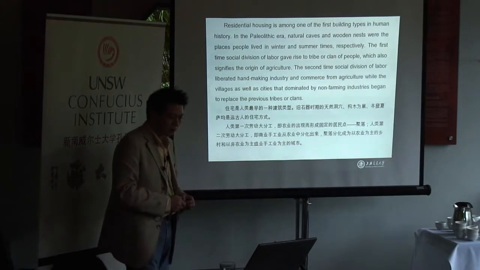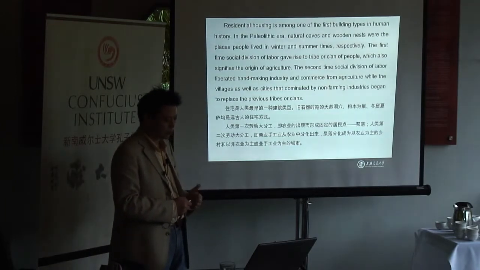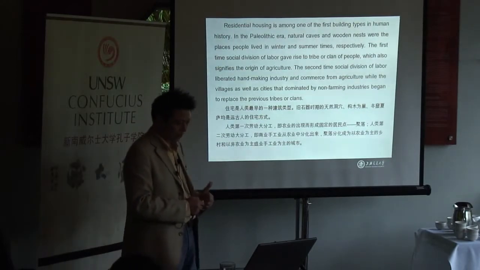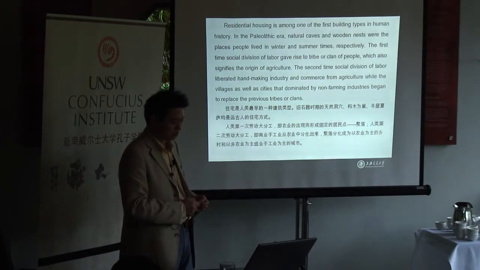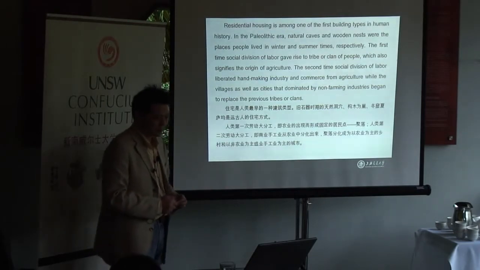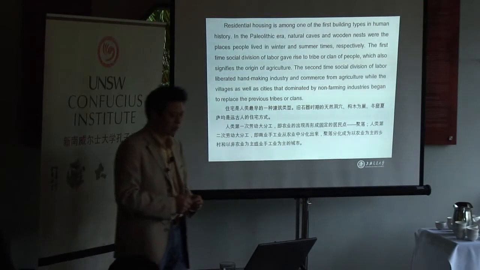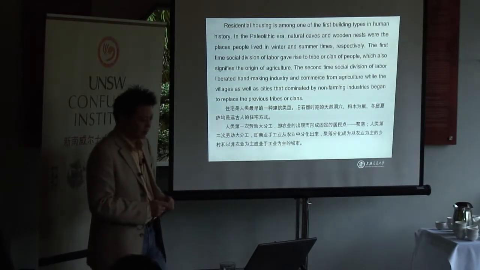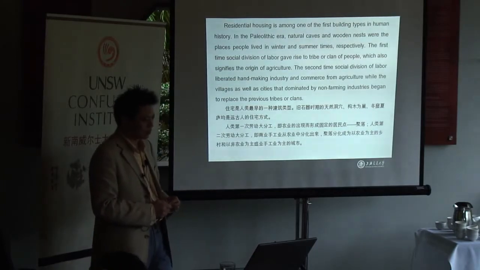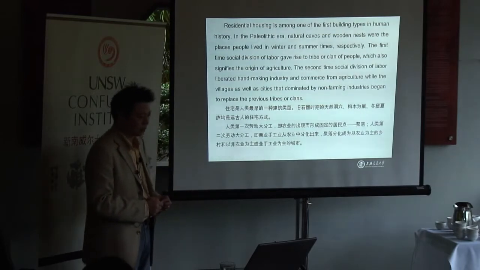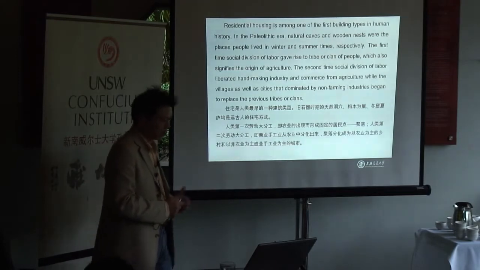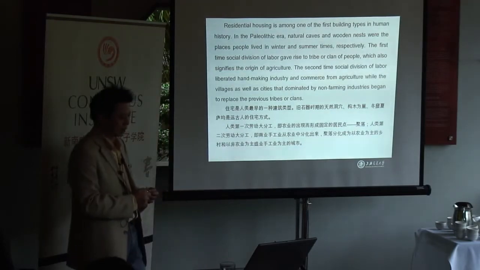This dwelling is among one of the first building types in human history. In the Paleolithic era, little caves and wooden nests were the places people lived in winter and summertime respectively. The first social division of labor gave rise to tribes or clans of people, which also signifies the origin of architecture and agriculture.